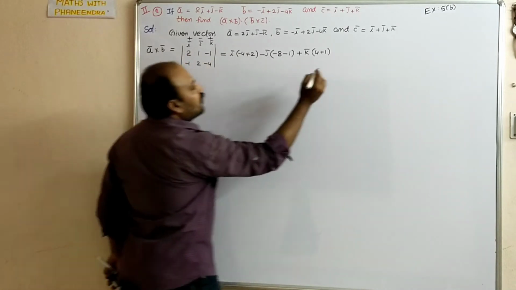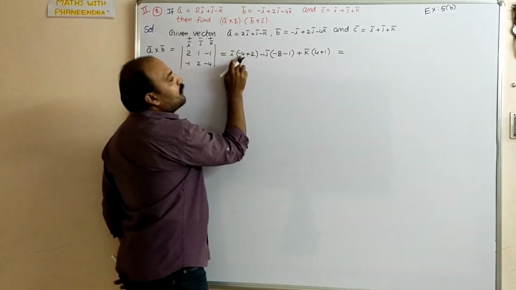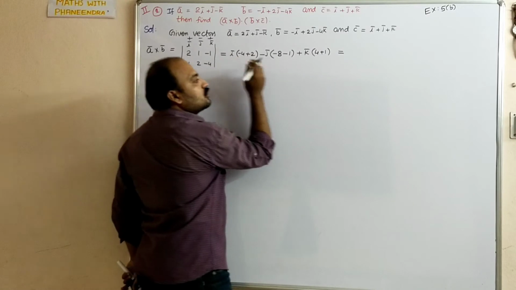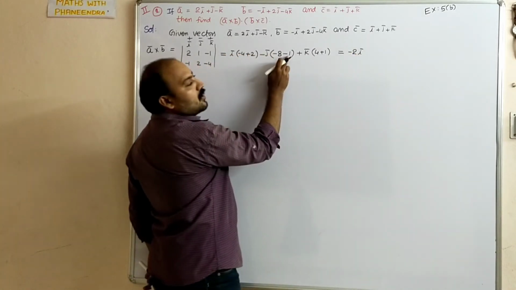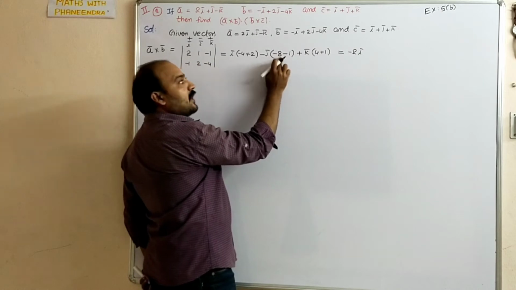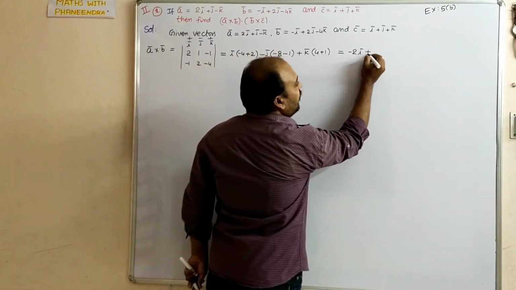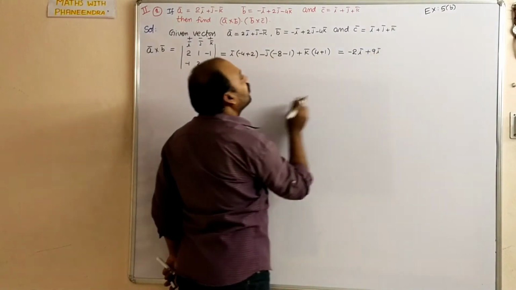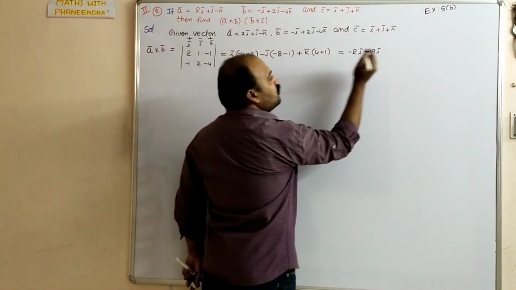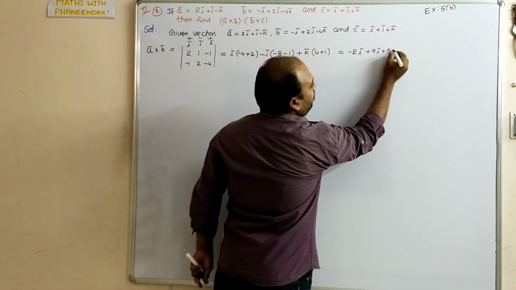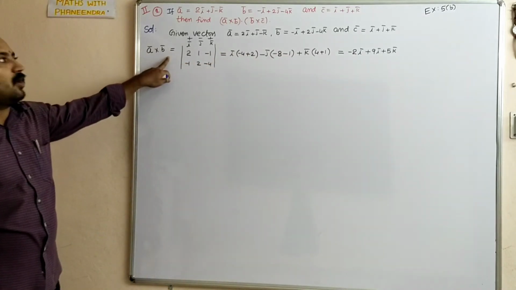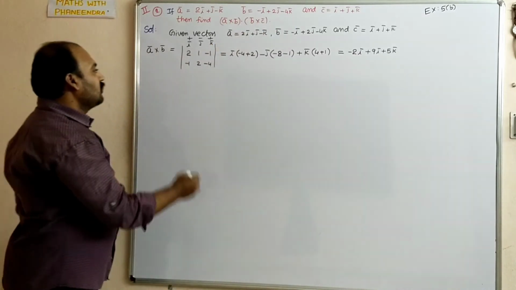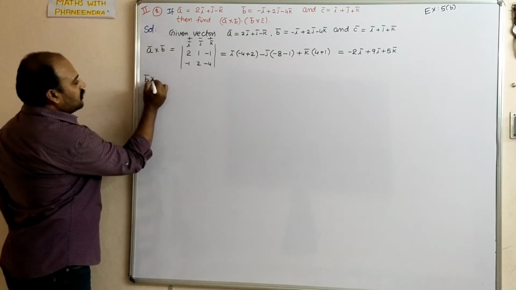So if you simplify, you will get minus 4 plus 2 is minus 2, minus 2 into i, minus 2i. Minus 1 minus 8 is minus 9, minus into minus gives plus 9j. 4 plus 1 is 5 into k, 5k. That is the vector of A bar cross B bar. Now come to B bar cross C bar. So now consider B bar cross C bar.